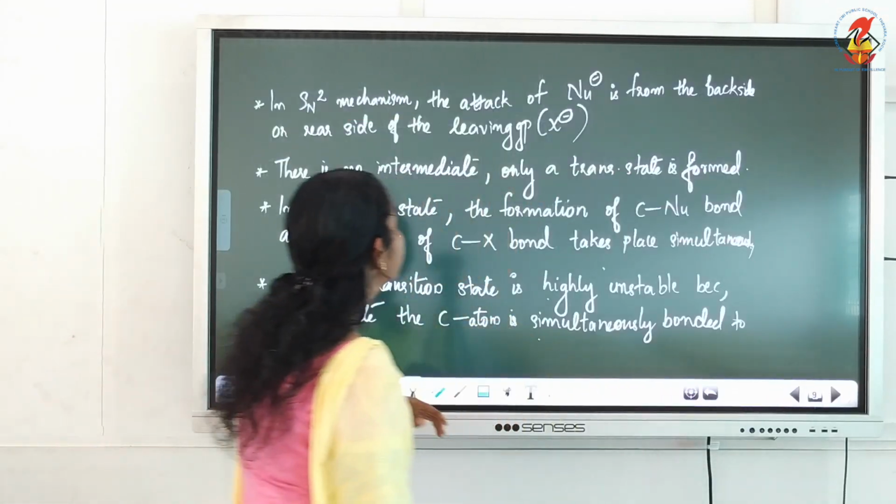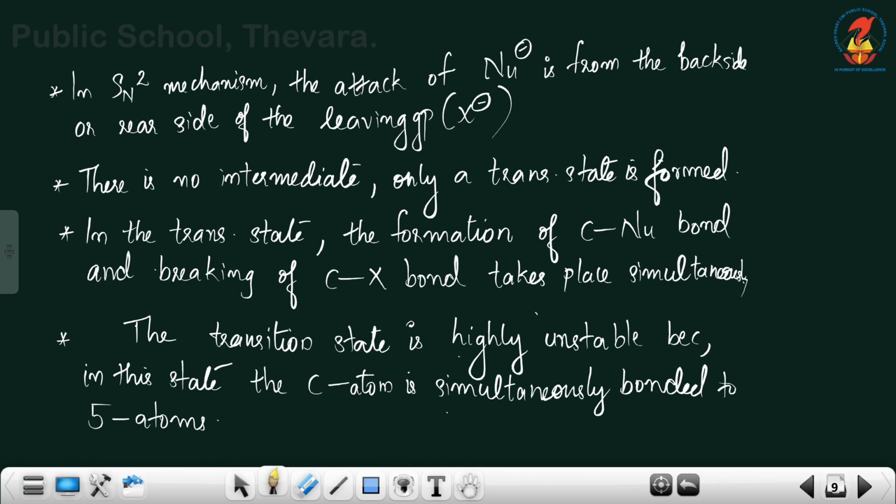Now we will see what are the points that we have to remember regarding the SN2 mechanism. In SN2, the attack of the nucleophile is from the back side or the rear side of the leaving group, that is X minus. Now there is no intermediate, only a transition state is formed. In the transition state, the formation of the carbon-nucleophile bond and the breaking of the C-X bond take place simultaneously.